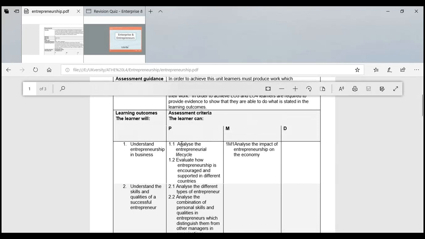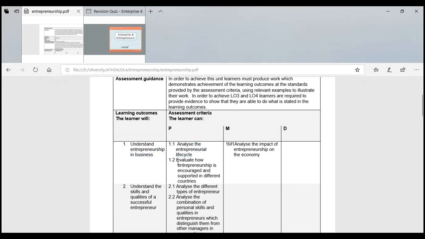Today we'll go through 2 assessment criteria under LO1. Analyze the entrepreneurial life cycle, where we'll discuss what is meant by it. Then we'll evaluate how entrepreneurship is encouraged and supported in different countries: how governments and organizations are helping, how they are taking ideas on board and putting them into action. All this will be the focus of our discussion.